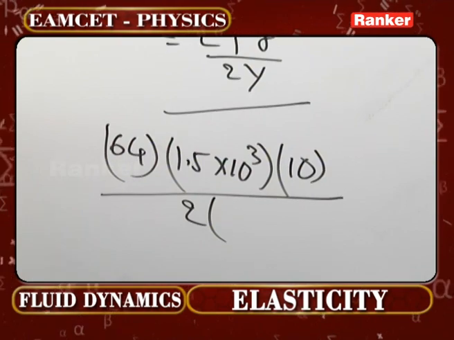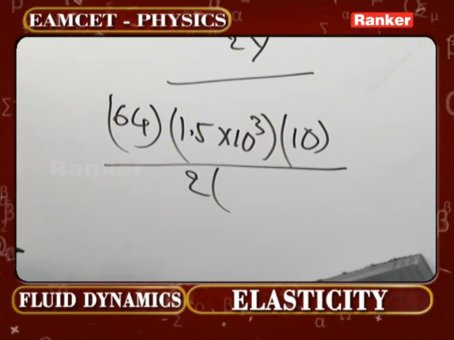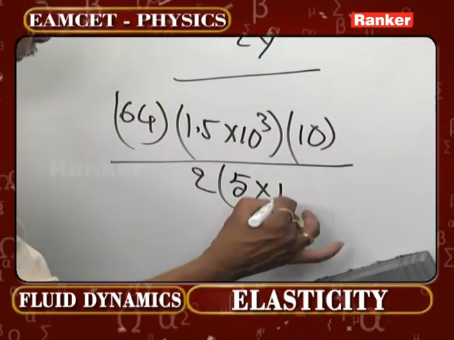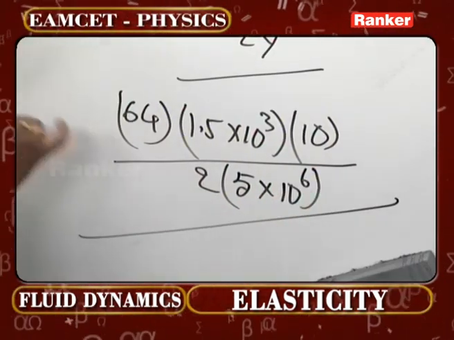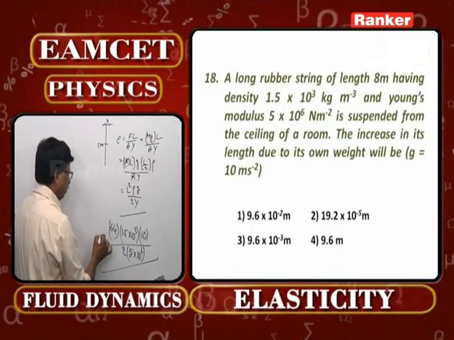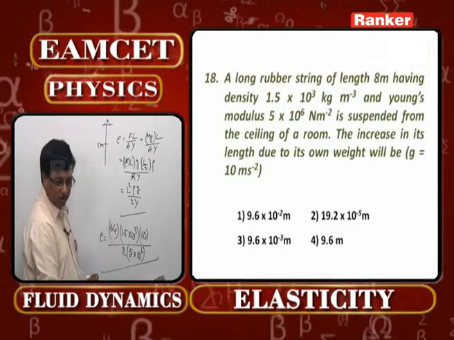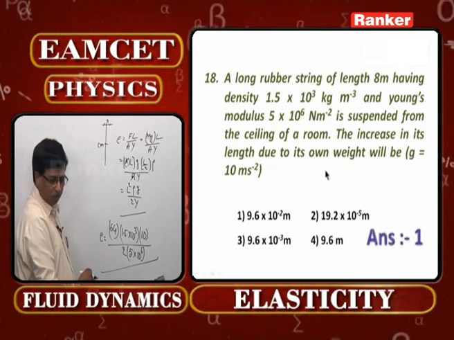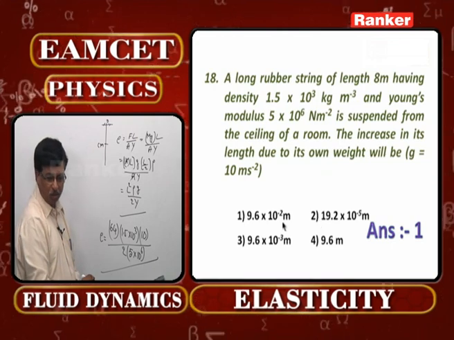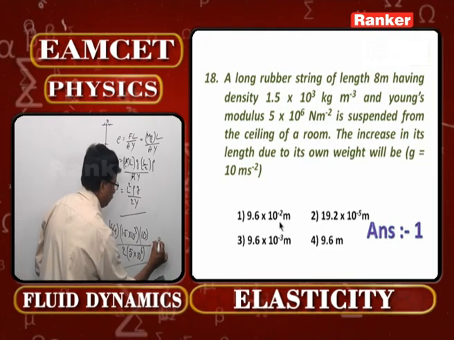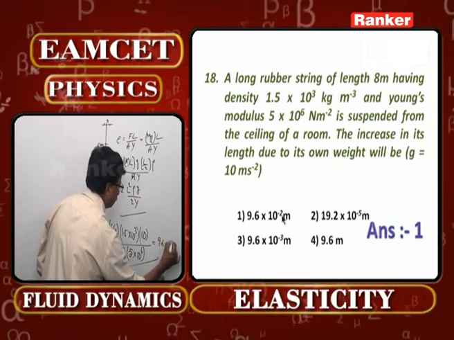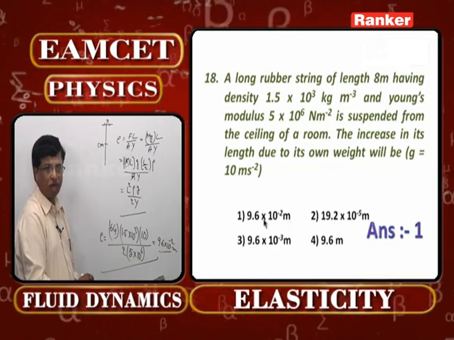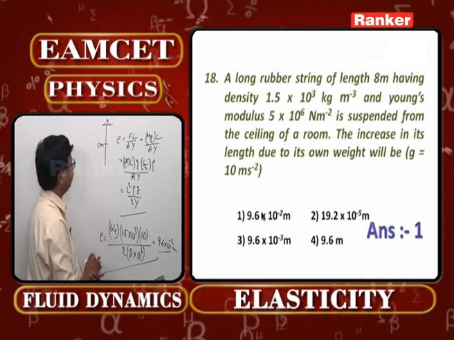What is Young's modulus that has been given over here? Look at that value. 5 into 10 to the power 6. Just to simplify this one, you will be getting the elongation produced in this particular case as far as the wire is concerned. Look at the options now. It now will be 9.6 into 10 to the power minus 2 meter. You will be getting exactly the very first option as the correct option for this particular question.